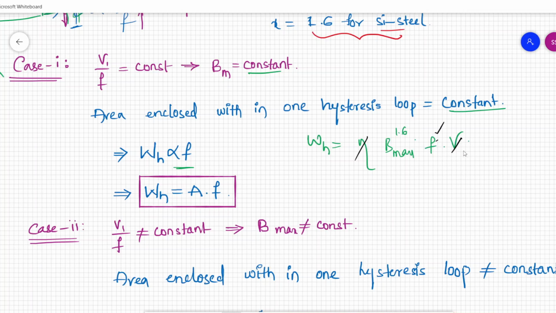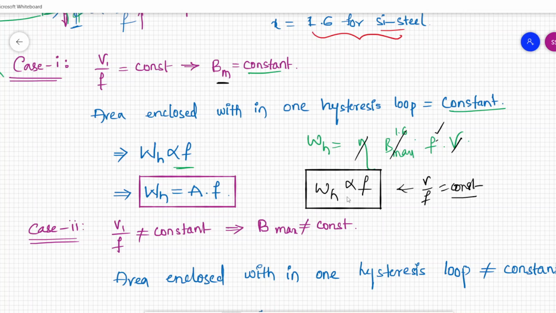Volume of the core is constant once it is manufactured, and Bmax is kept constant now. So our hysteresis loss is now proportional to frequency only. That means if I keep the V by F ratio constant, the hysteresis loss in a transformer is proportional to frequency. So to remove this proportionality, I have kept a constant A here.